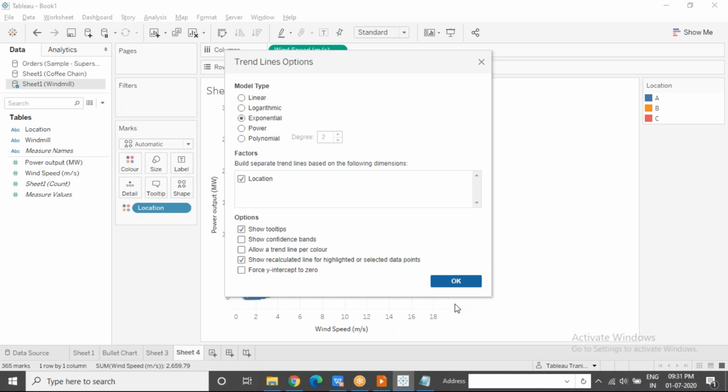No, Tableau will not automatically select an appropriate model depending on the shape of the data. It will always give you a linear model no matter what your data is. That is the problem with Tableau. You have to go and change the model if you think it is not appropriate. Default is linear, and that is what Tableau will give you always.